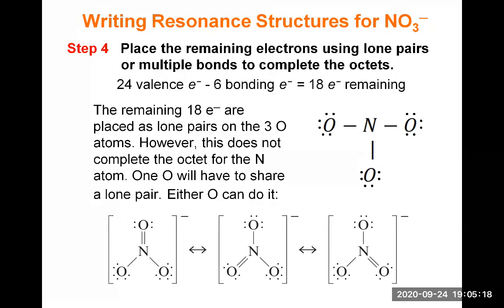And notice how, because this is a polyatomic ion, we need brackets around the structures and show the negative charge in the upper right corner. So when you do polyatomic ions, don't forget to add those brackets and write the charge in the upper right corner. So NO3 -1 has 3 resonance structures.